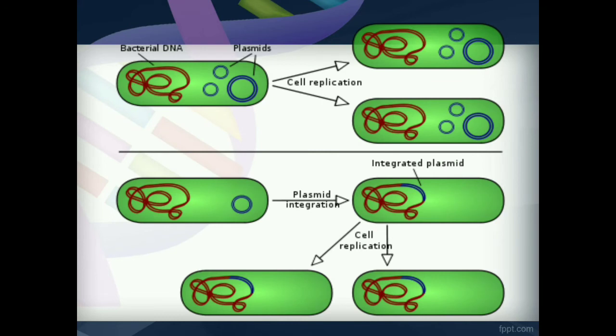So as you can see here, when bacterial DNA invades, the plasmids multiply. Now here the plasmid acts as a vector, so the cell replicates. After this cell replication, the plasmid integration takes place. A small part of the plasmid DNA integrates into the bacterial DNA and the bacterial cell is transformed.